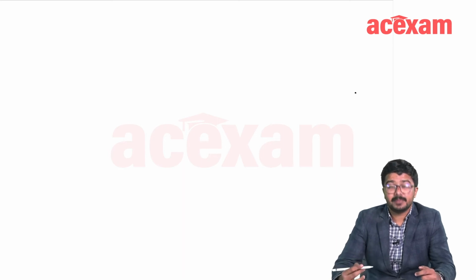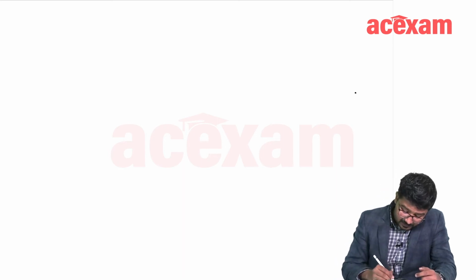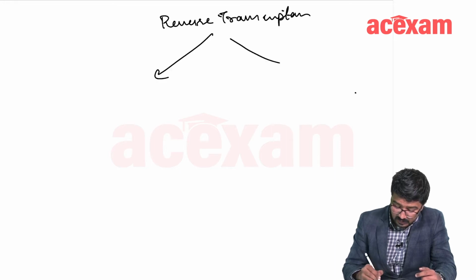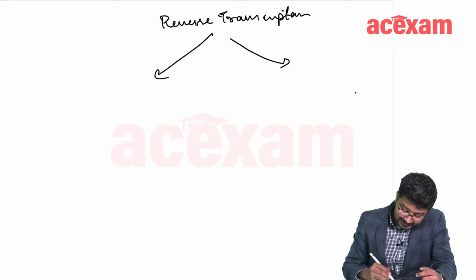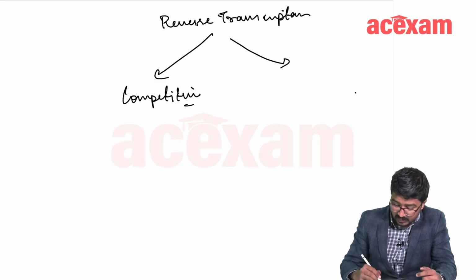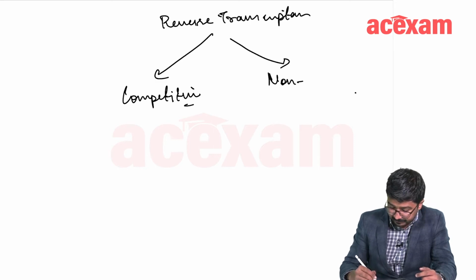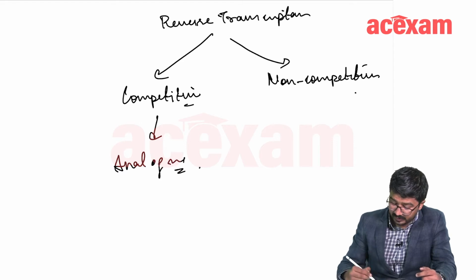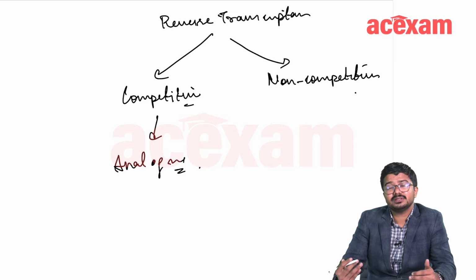Reverse transcriptase inhibitors can be broadly of two types: one which act in a competitive manner, or which are non-competitive. The word analog comes for these competitive drugs only. Over here, there is no analog. So what is over here?